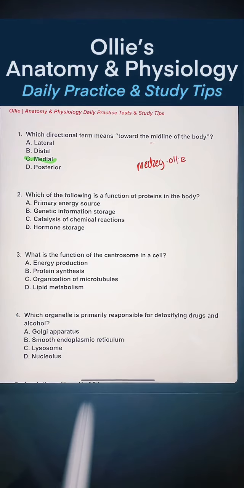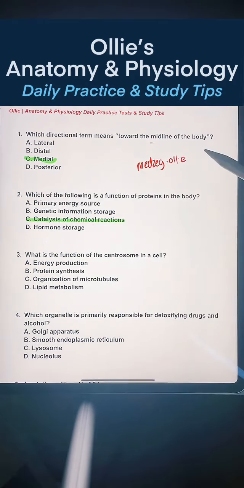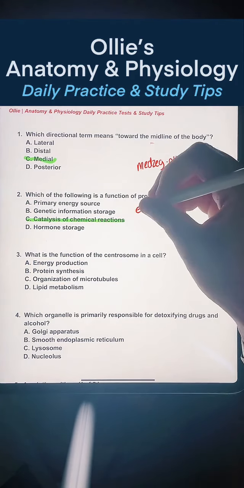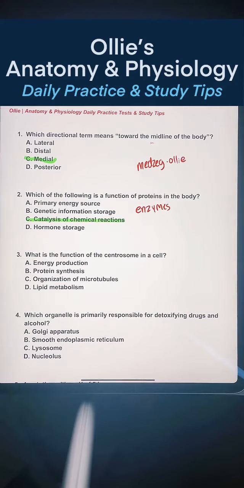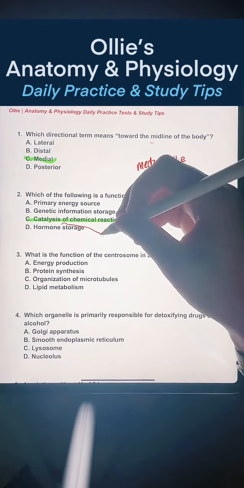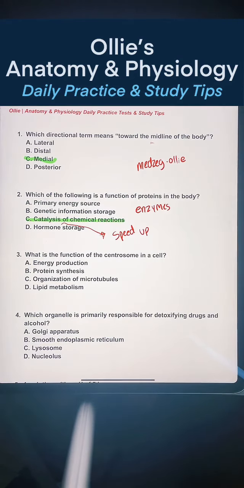And then number 2, which of the following is a function of proteins in the body? The answer is C. That is the catalysis of chemical reactions. Proteins function as enzymes. Catalyzing means to speed up chemical reactions. The primary energy source, that is not true. The primary energy source is carbohydrates. Genetic information storage, that is going to be nucleic acids. Hormone storage is not a major protein function. All right.